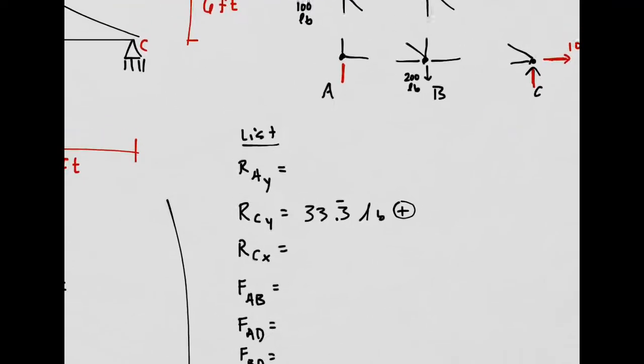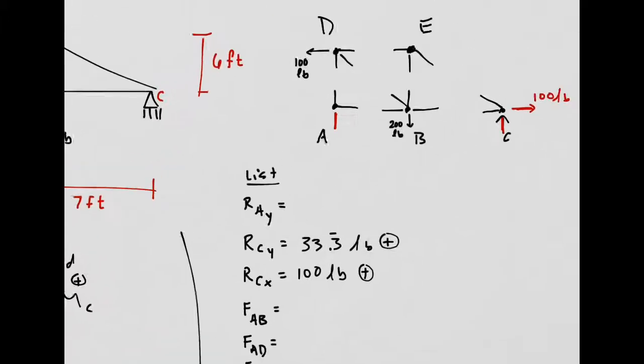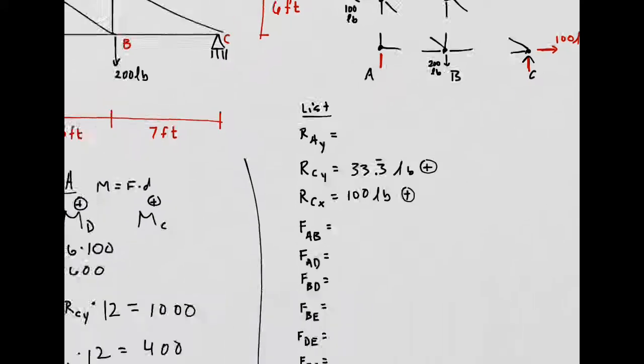So then that's RCX, 100 pounds. 100 pounds of force, and that's in the positive x direction. So there we go. That's nice. And then what else do we have? Well, I can pivot around the other one.